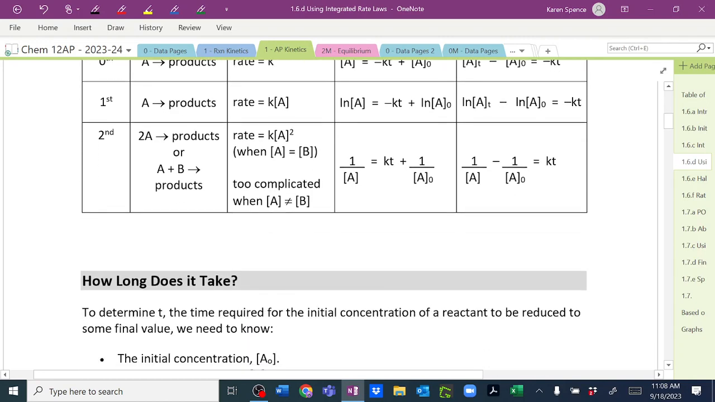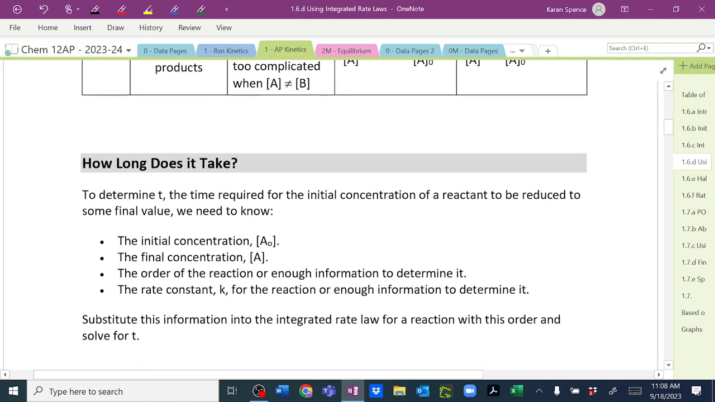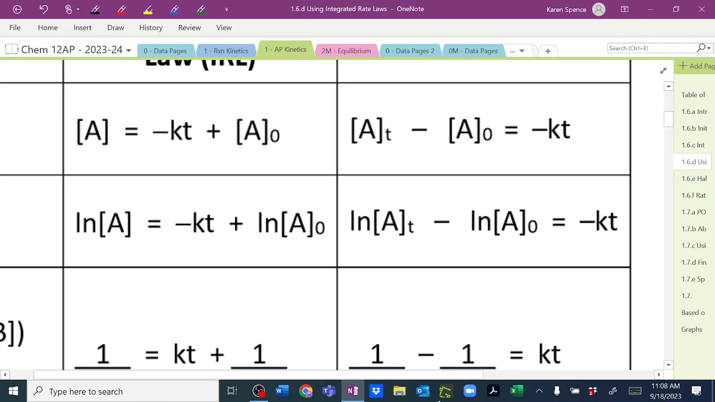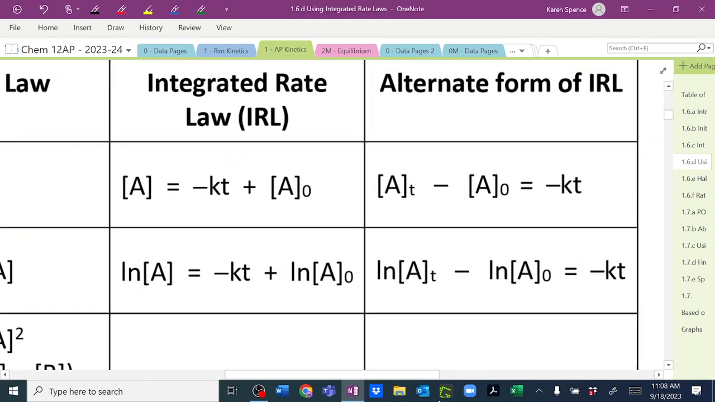Let's take a look at what we can do with this. We can calculate how long it takes, because what we're going to do is give you 3 of these things. We'll give you K, or a way of finding K. We'll give you A naught, we'll give you A at time t, and then you'll have to calculate t. Yes?